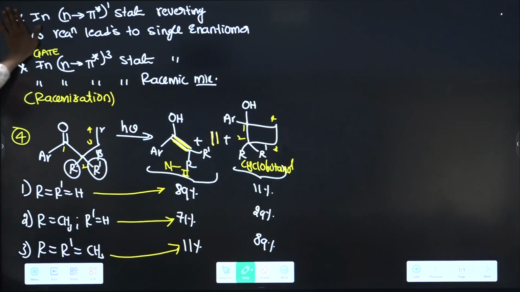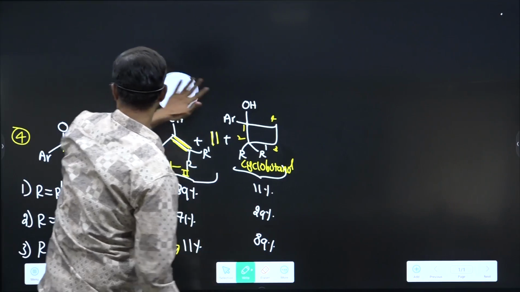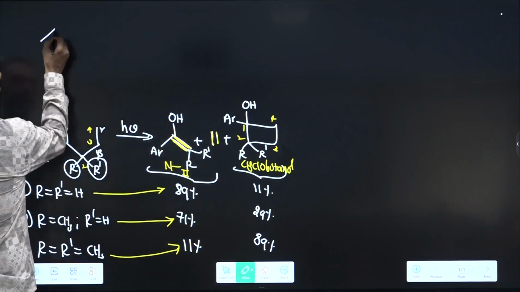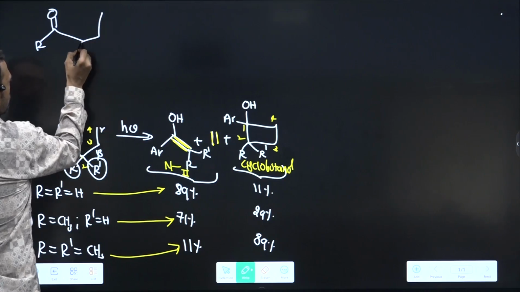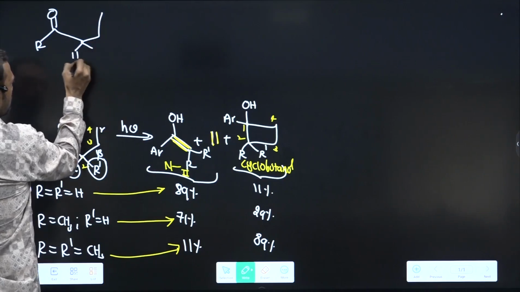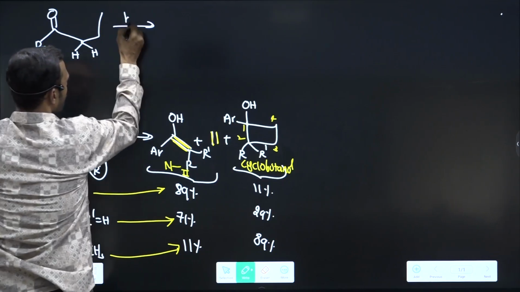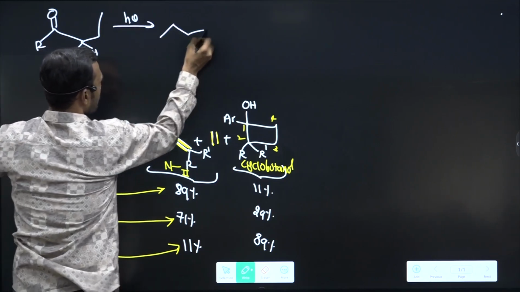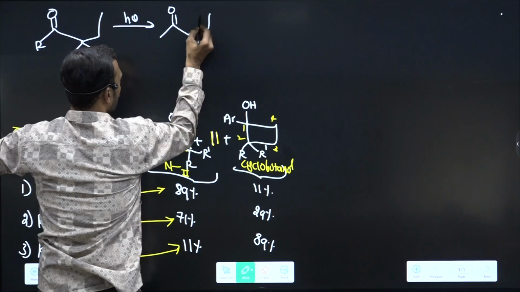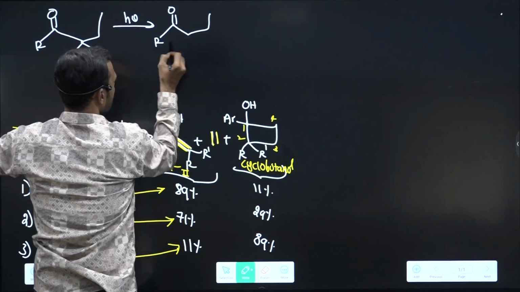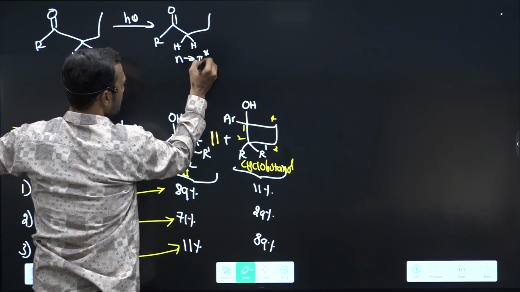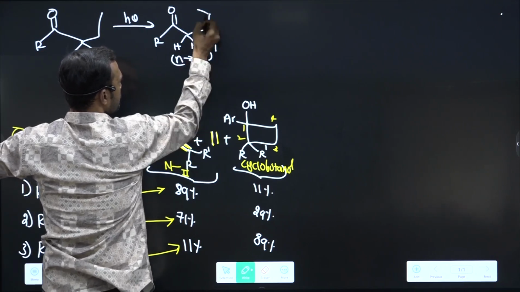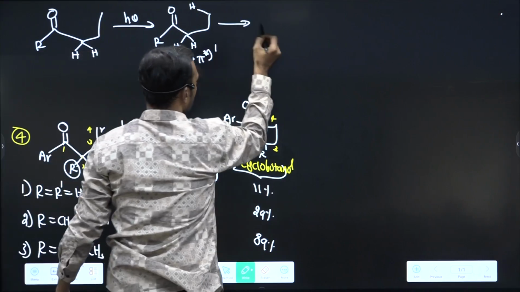Clear? See how it is possible. I will show here. Here two substitutions are present. First case, two hydrogens are taken here. Now photochemical irradiation. Now here one of the hydrogens will be activated. Here you can take the n to pi star singlet like this. Here this hydrogen migrates from here to here.